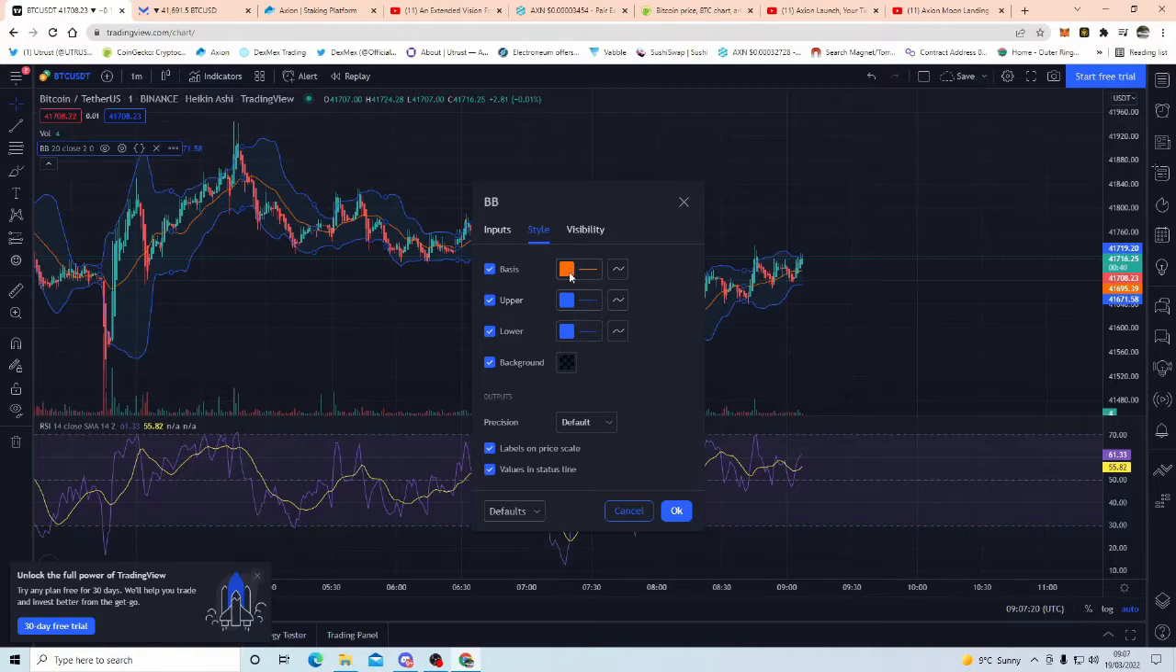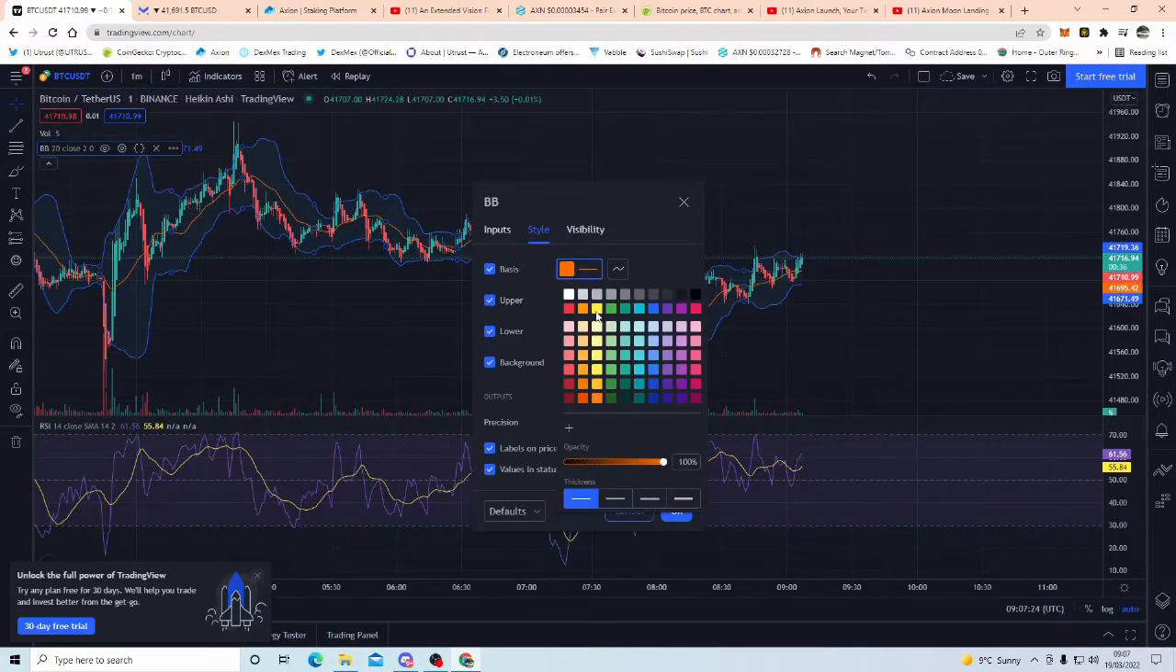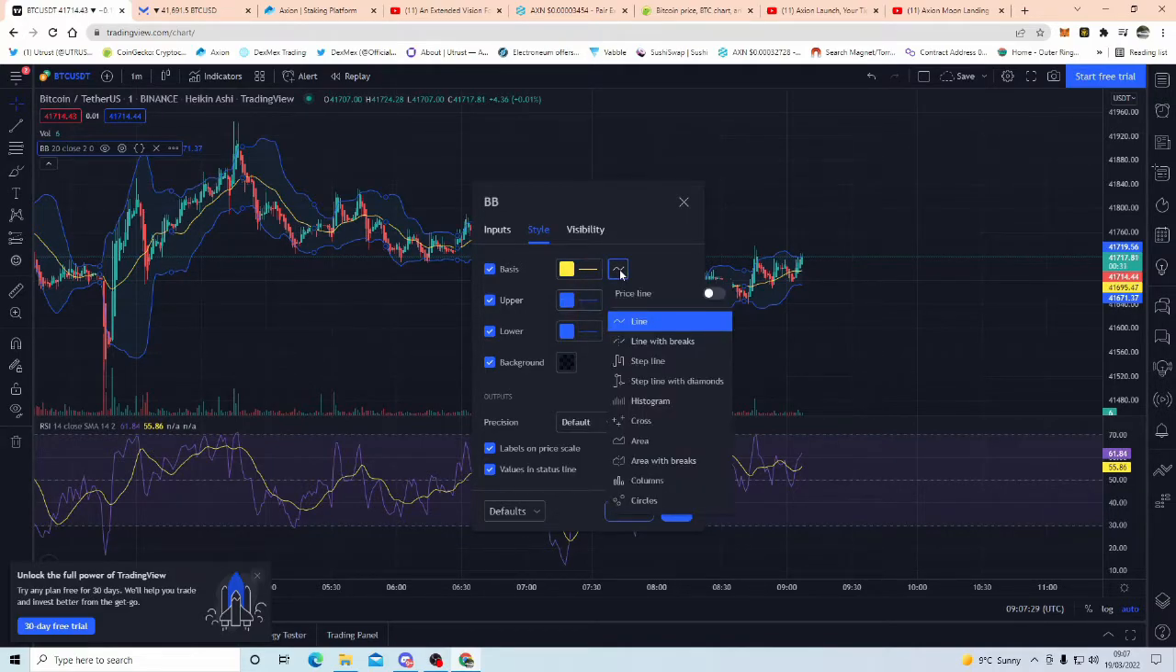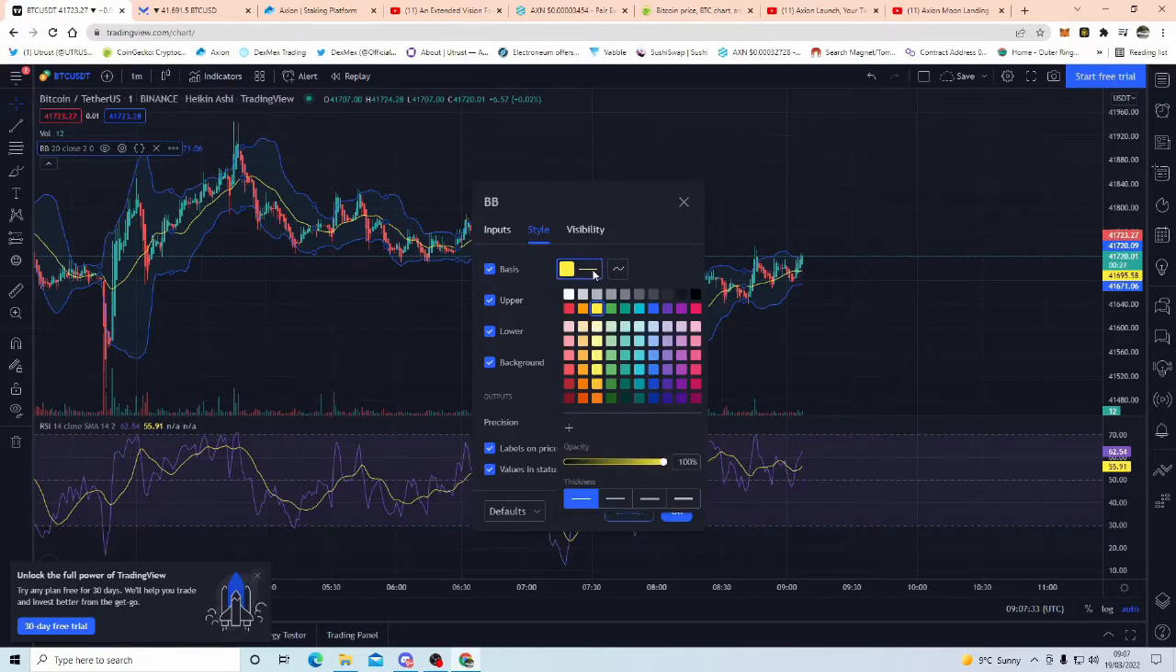So obviously this orange one here, which is the middle one, we're going to change that to a nice bright yellow, and then we're going to make the line fatter. Where you want here, we're going to make that nice and fat, see?